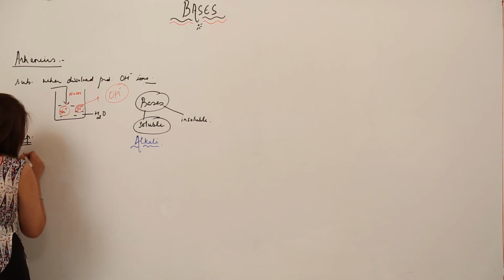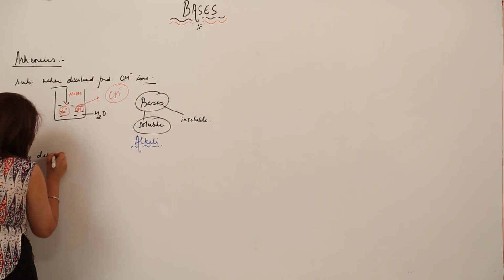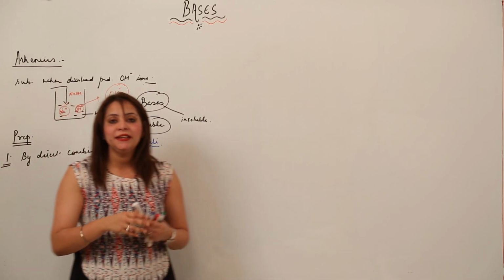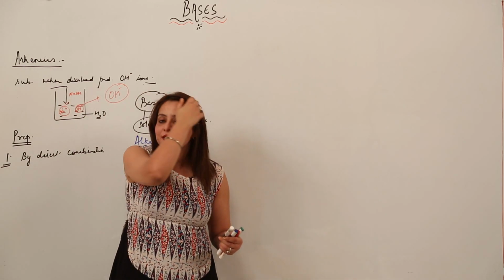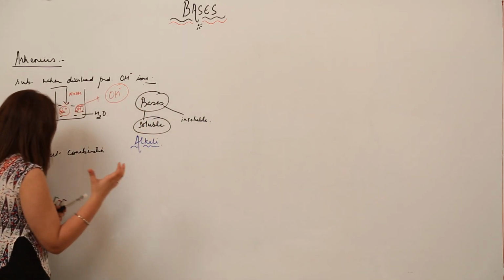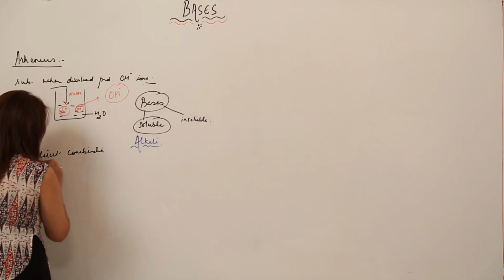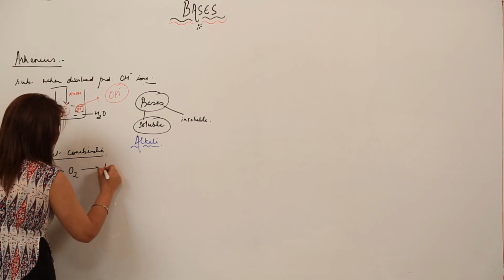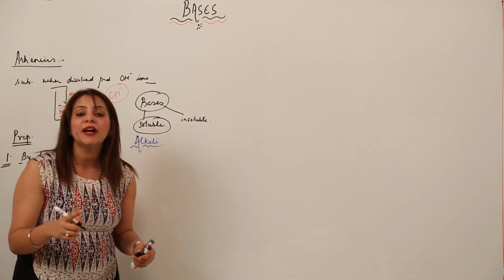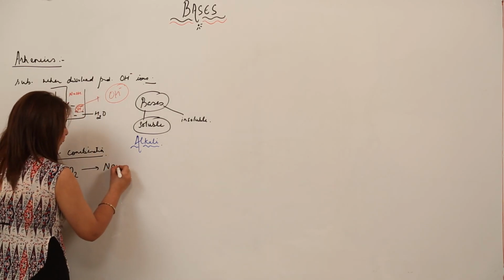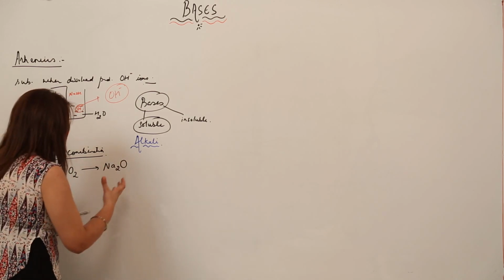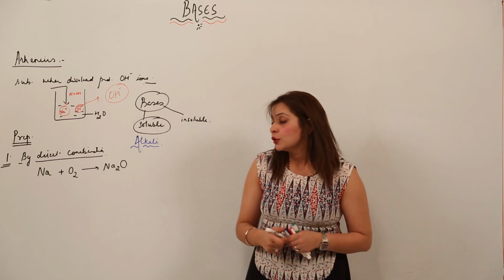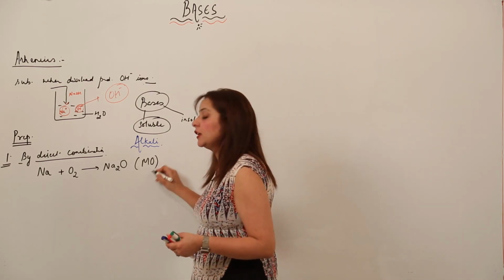The first method is by direct combination. That means we will be directly combining the substances which will give rise to the base. Suppose we have Na and we add oxygen to it. We know any substance when reacted with oxygen gives rise to an oxide. So obviously oxide is going to form, and as you can see, it is sodium oxide. Sodium is a metal, so in general it is a metal oxide.